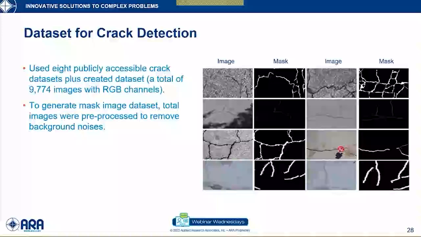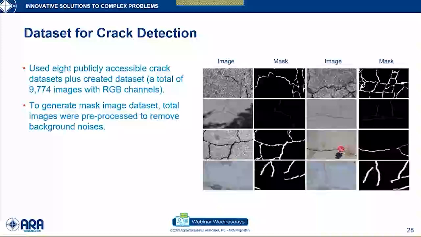As you can see in the example of the data set, the first column is the image and the corresponding mask, image and corresponding mask. There are various backgrounds and high quality corresponding crack masks. So it is expected that the model can learn the features of cracks and distinguish them from various background conditions by using this comprehensive crack data set.